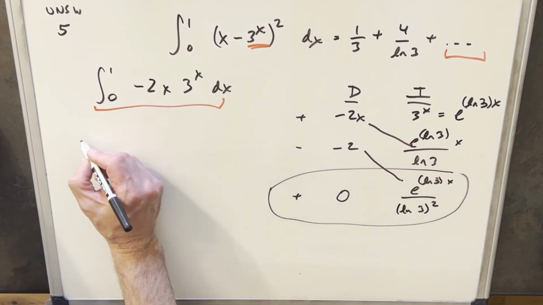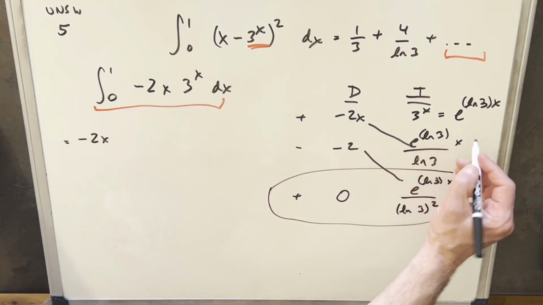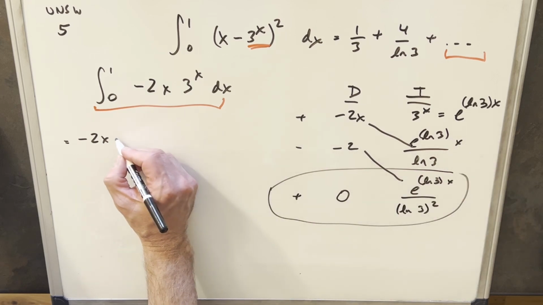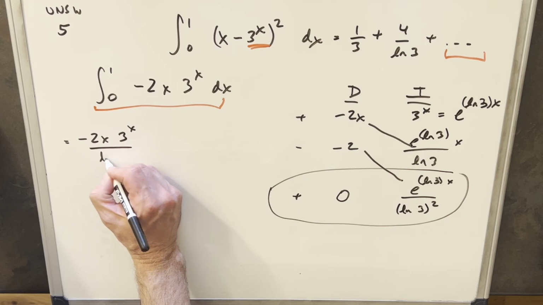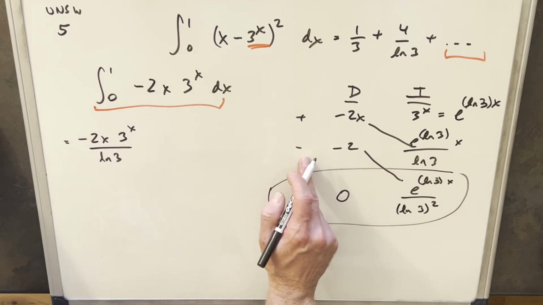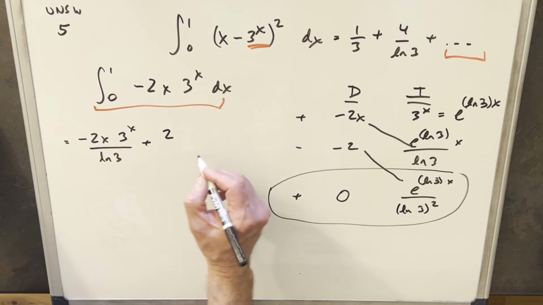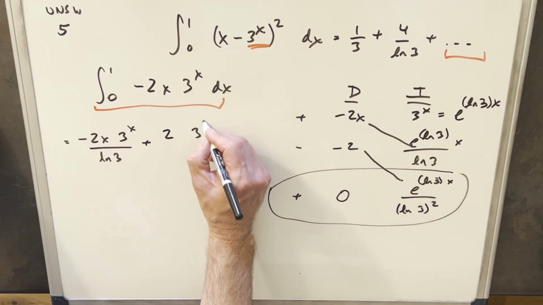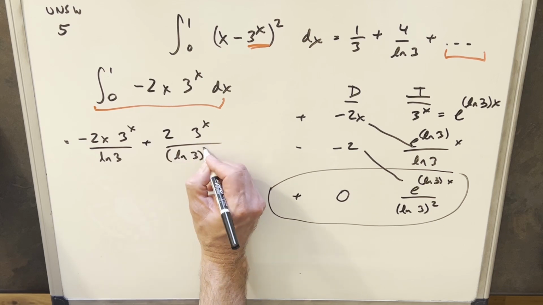So let's write this all out. We're going to have minus 2x, and I'm going to put this back as 3 to the x over ln 3. Then for this piece we have minus times minus, which is going to be a plus, so now we're adding 2. Again, we'll change this back to 3 to the x, but now we have an ln 3 all squared.